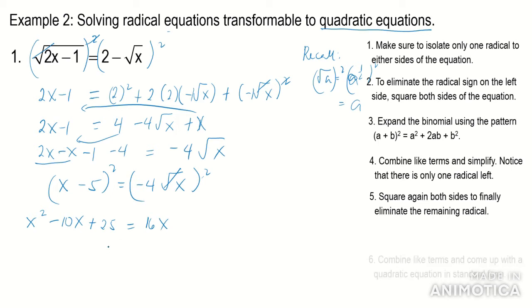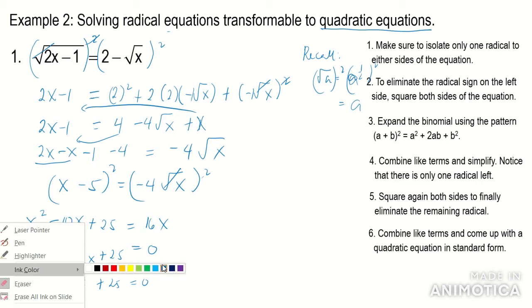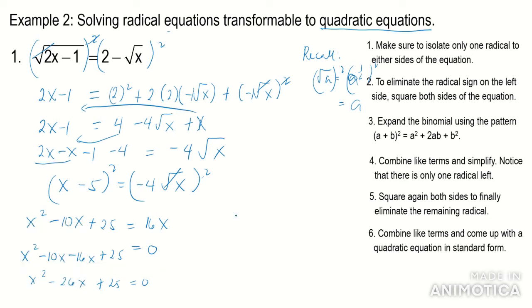Okay? Next, we're going to combine like terms again. Notice that we now have a quadratic term, a linear term, and a constant term. And write this equation in standard form, that is, equate it to 0. So we have now x squared minus 10x minus 16x plus 25 equals 0. So we have x squared minus 26x plus 25 is equal to 0. Then notice that this quadratic equation can be solved by factoring. Okay, let us now solve it by factoring.